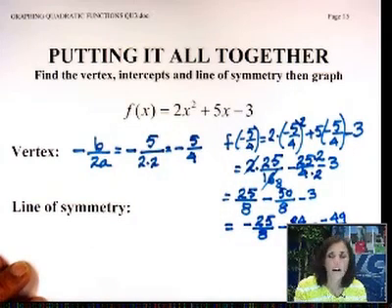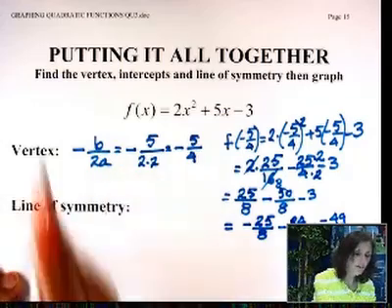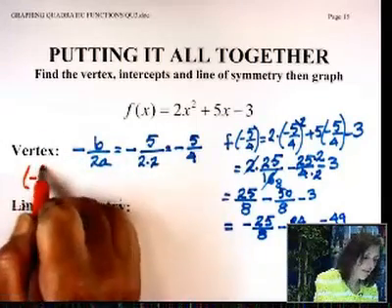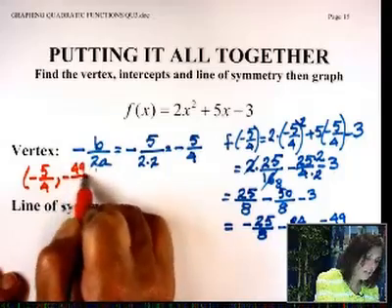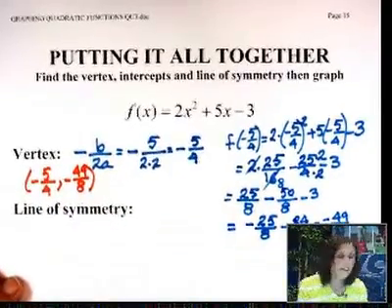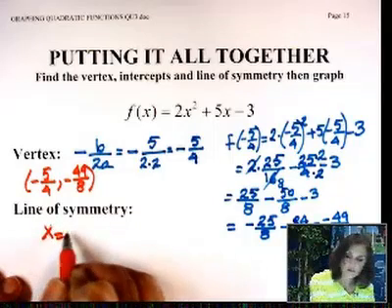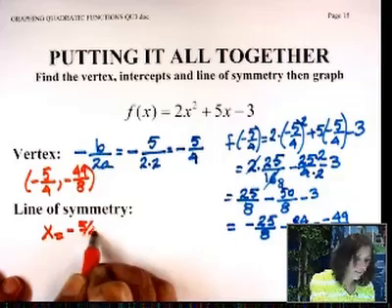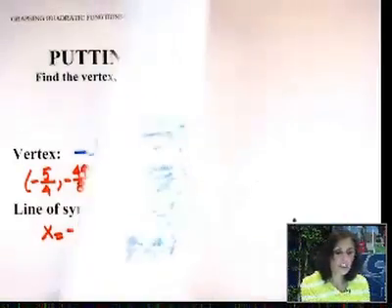Okay? That's my vertex. So my vertex is negative 5 over 4, negative 49 over 8. Line of symmetry. How am I going to find my line of symmetry? That's the x-coordinate of my vertex. X equals negative 5 over 4. All right. So let's go to the next step.